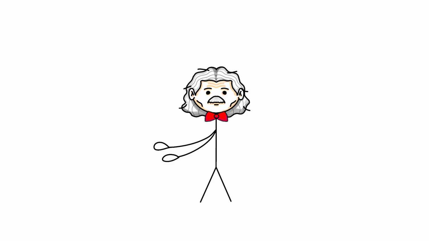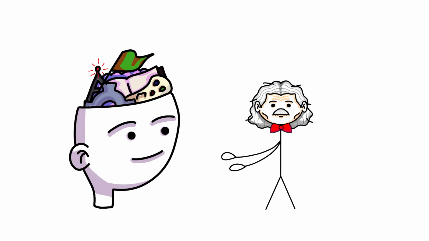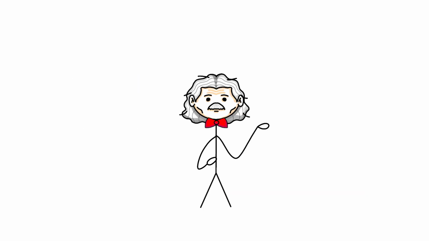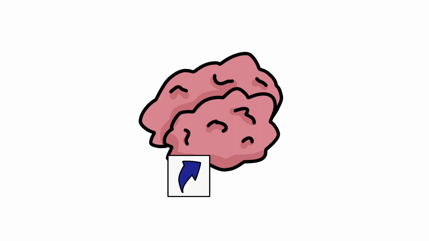Let's start with the basics. What on earth are cognitive biases? They are systematic errors in thinking that influence both judgment and decision-making. They are mental shortcuts that the brain uses to quickly process information and make decisions.